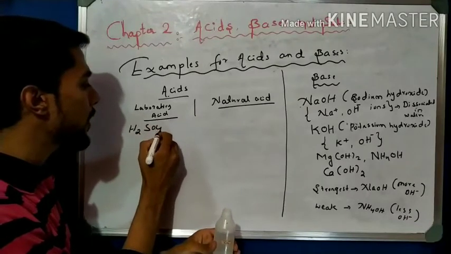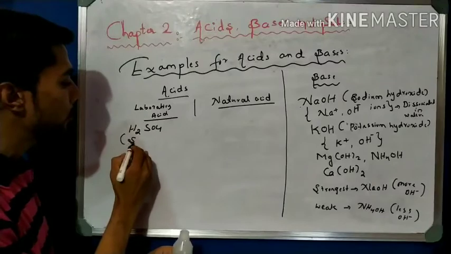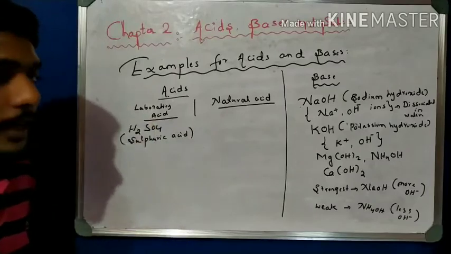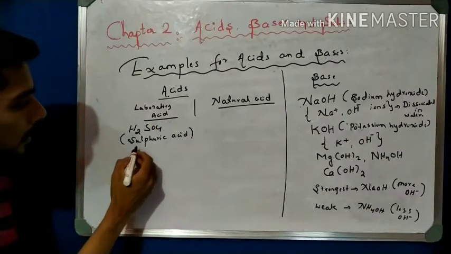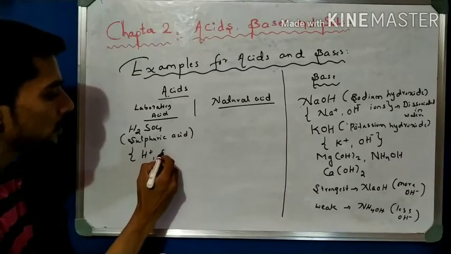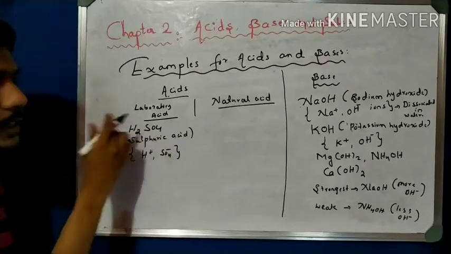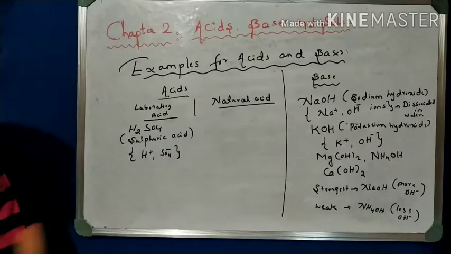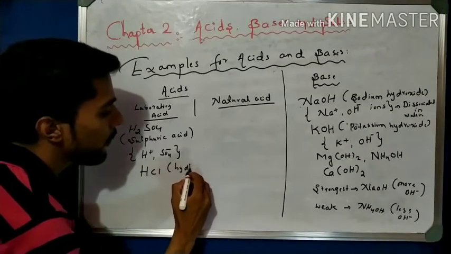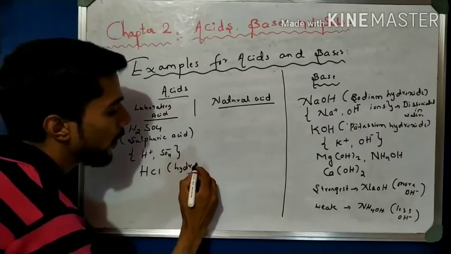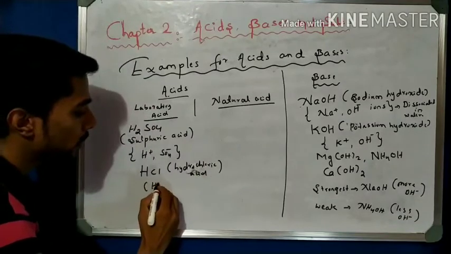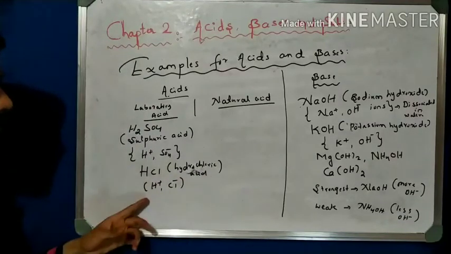Number one is sulfuric acid. Here the name is sulfuric acid. Observe that it gives H plus ions, so it is an acid. Another acid is HCl, hydrochloric acid, which gives H plus ions and Cl minus ions. H plus ions, so it is an acid.